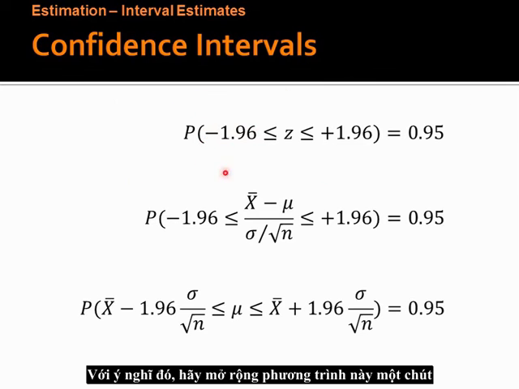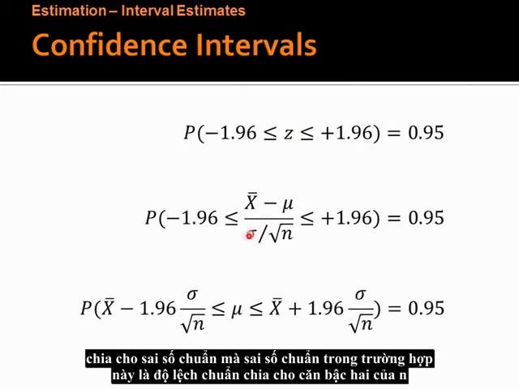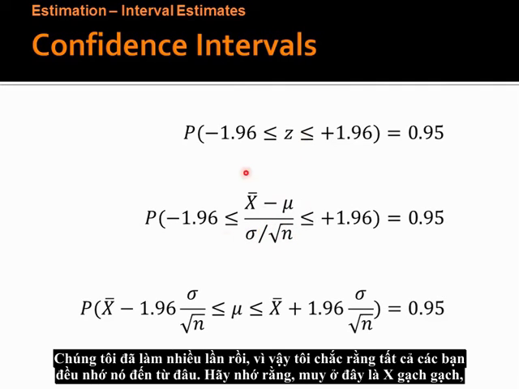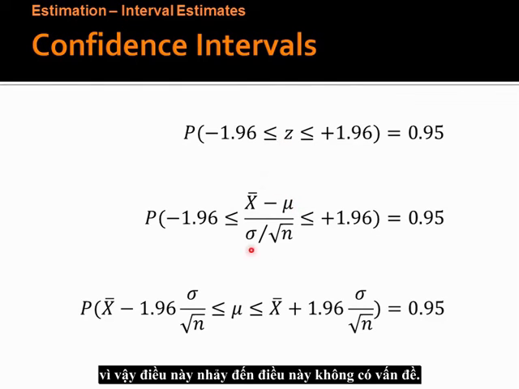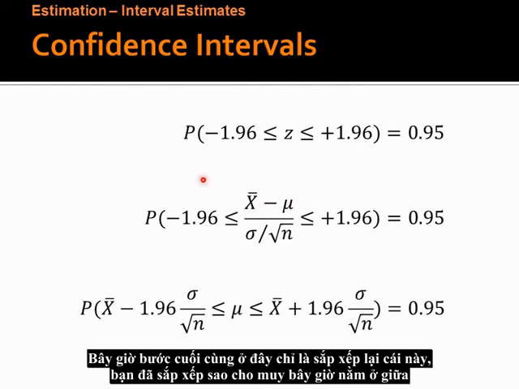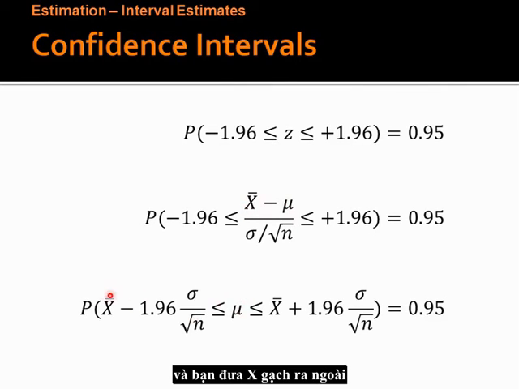Now, with that in mind, let's expand this equation a bit. Z here, what is z? Z is actually x bar minus mu divided by the standard error, which in this case is standard deviation divided by square root of n, right? We've done this many times already, so I'm sure you all remember where this came from. Remember, mu here is actually x bar bar, but they're one and the same thing. So this jumps to this, no problem. Now the final step here is just a rearranging of this. You rearrange it such that mu now lies in the middle, and you've pushed x bar out.